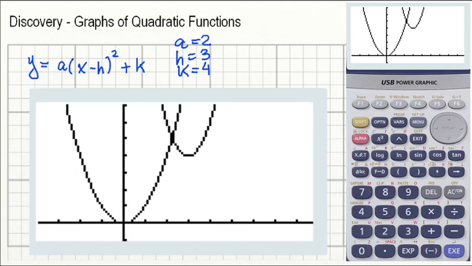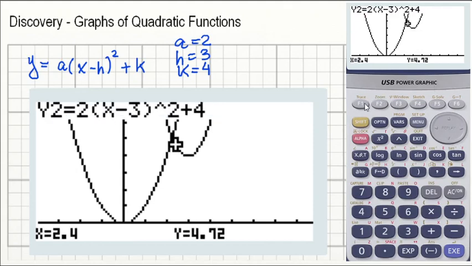So let's analyze what our translation vector is. Let's trace this function. Where would be the vertex of this one? Take a look, the vertex is at 3 and 4. So that's our invariant point. That's the point that has not changed. It's still the vertex.